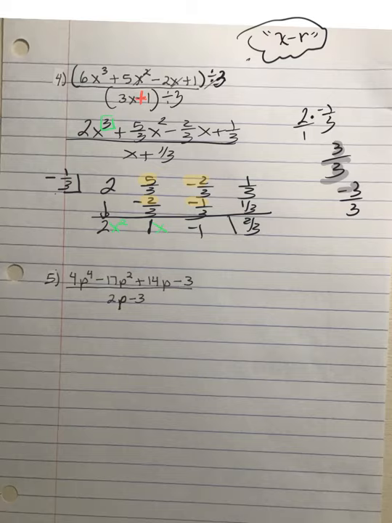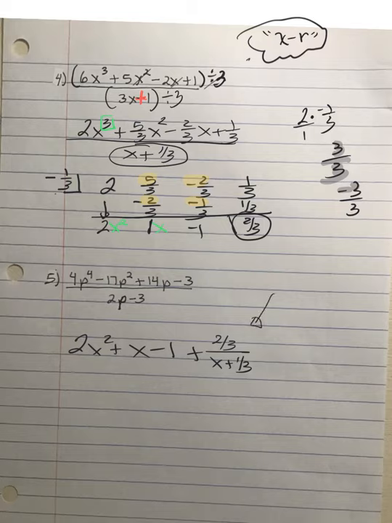So our final answer is going to be, it's not really our final answer. I'm going to write it down here. It is 2x squared plus x minus 1 plus, because the remainder is positive, 2/3 is the numerator, and then remember we were dividing by x plus 1/3. And in the mathematical community, we don't like to have fractions within a fraction. So we do not agree to have a fraction within a fraction.